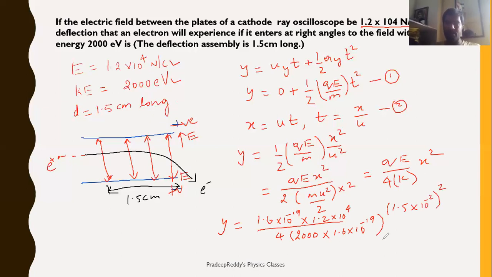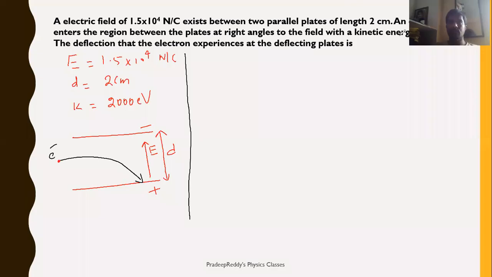Now you should evaluate this total value so that you will be getting the distance y for that particular particle. Evaluating this value, you will be getting the answer as 0.34 millimeter. This is the distance traveled along the y direction by this charged particle.